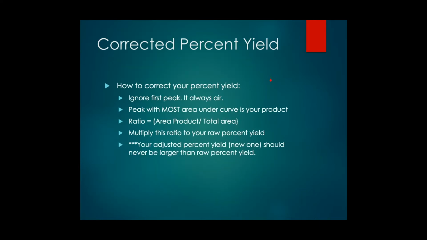So let's talk about corrected percent yield using gas chromatography. Always ignore the first peak, it's air. The peak with the most area under the curve is your product, and we're going to show you an example here in a minute. The way you calculate your corrected percent yield is by taking the area of the product over the total area under all of the curves. Multiply this ratio by the percent yield that you calculated before the gas chromatography instrument. Your adjusted percent yield will always be smaller than your original percent yield. It should never be larger.